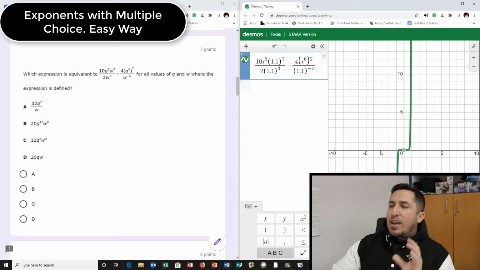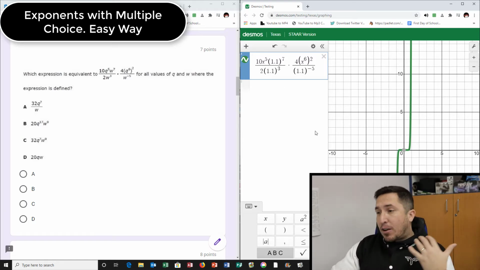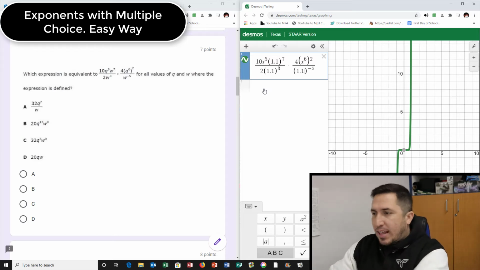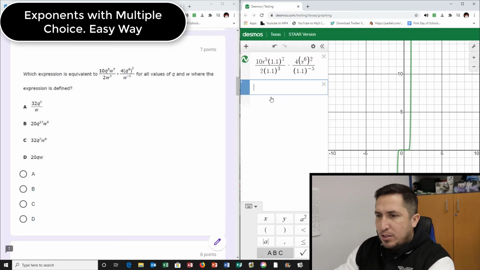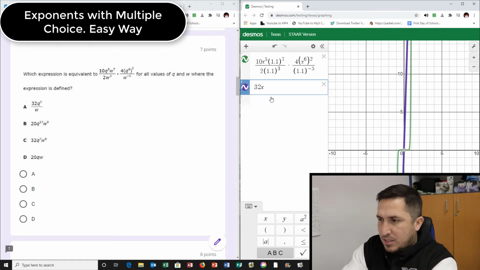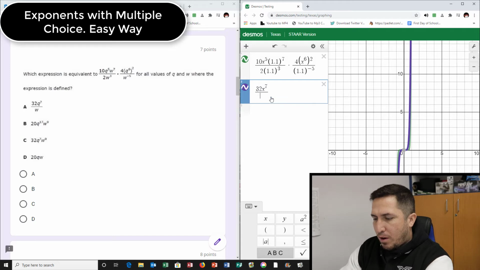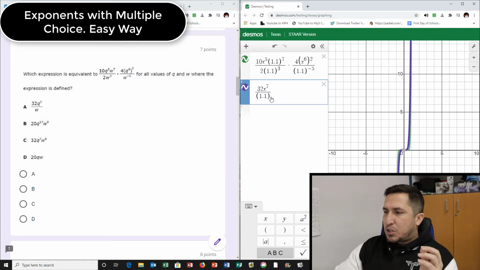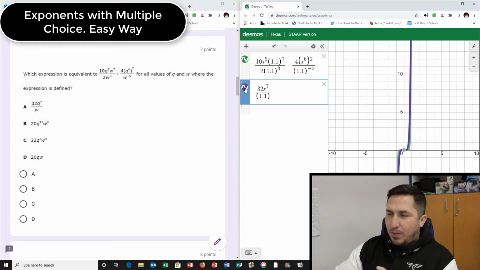There. Wow, now I have a graph. Now I can go to the choices and see which choice looks like this. Let's type in choice A. 32Q, but wait, we crossed out Q. What do we call Q? Oh, that was X. So 32X to the 7th power over parentheses 1.1. That's what we call W. Does this graph look the same as the other graph? No, there's a slight difference.